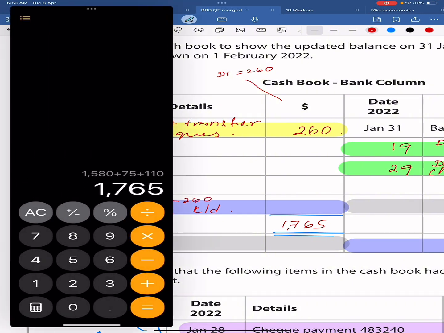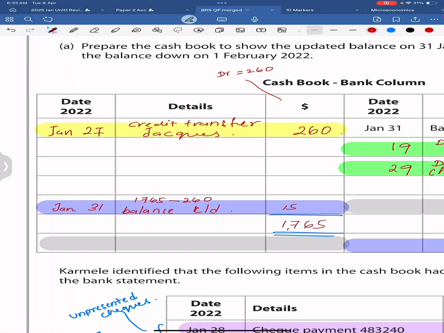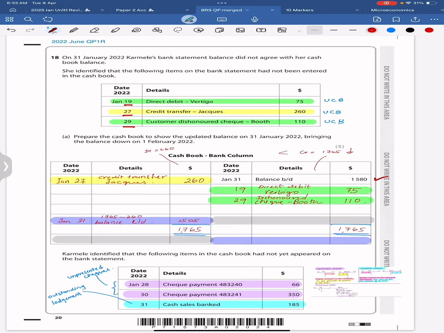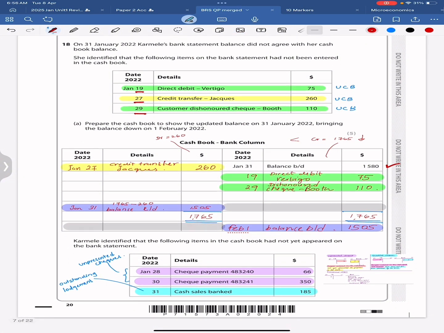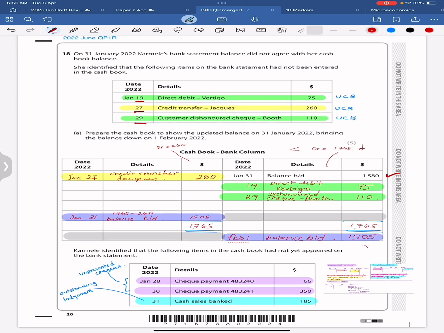Jan 31st, balance carried down. Take the difference between 1,765 and 260, which should give, sorry, 1,505. Let's enter that amount on the debit side and then bring it to the credit side. Feb 1st, balance brought down 1,505.